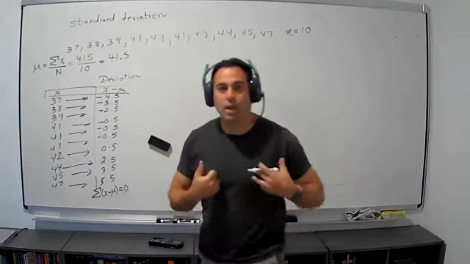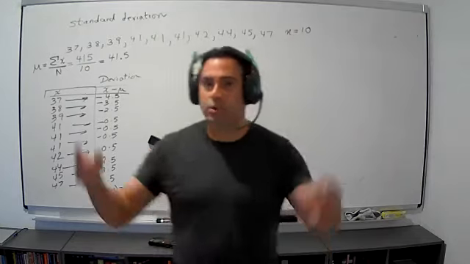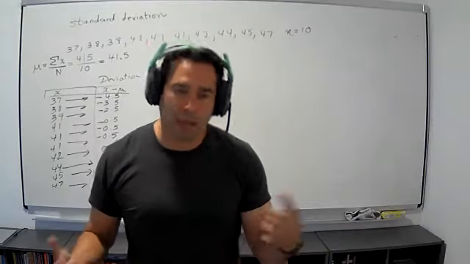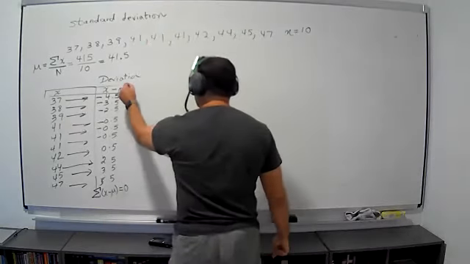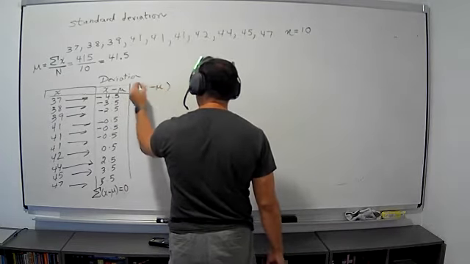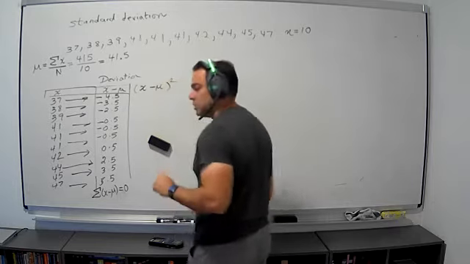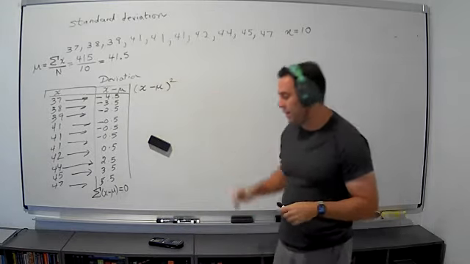So what we do, and a lot of people say, why can't you just do the absolute value? You can. But what we're going to do is square these numbers, in other words, raise them to the second power and rewrite them, to get our squared deviations. Okay? So let's square our deviations.